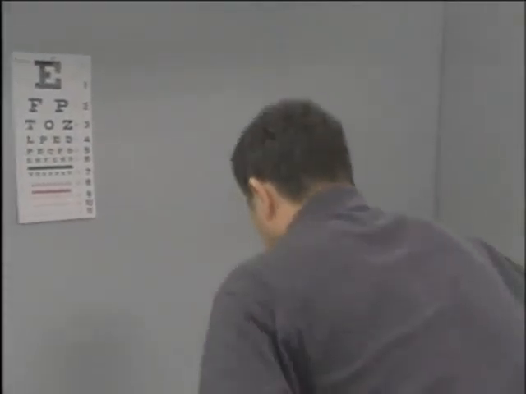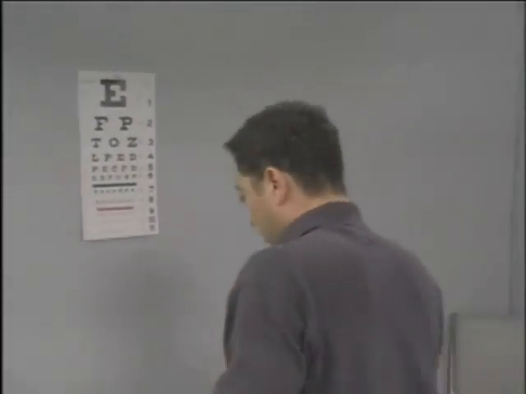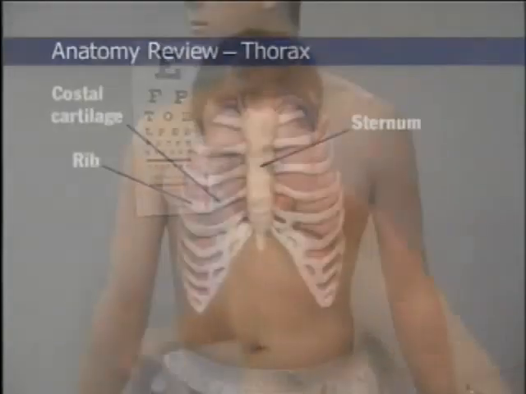With the patient's health history in mind, you are ready for the examination. An understanding of thoracic landmarks is integral to systematic examination of the thorax. Therefore, let's take a few minutes to review these landmarks before beginning our examination.